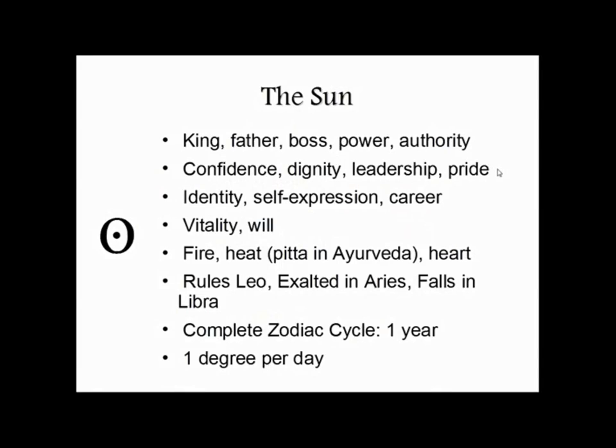Now, when the sun is strong in a chart, it gives a person a strong sense of confidence and dignity. This confidence, dignity, leadership, and pride are very much the expressions of a healthy sun. The sort of regal quality of the sun: the sun rules the sign Leo.